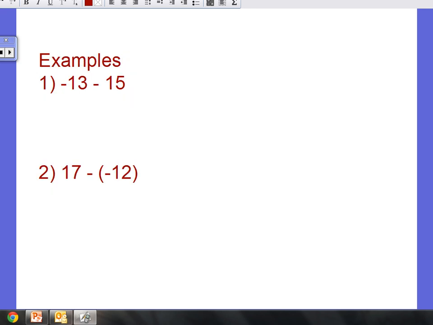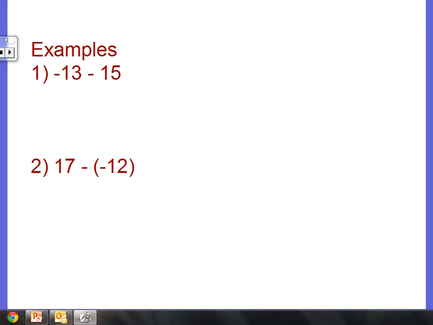Let's look at some examples. We have negative 13 minus 15. First thing I want to do is change the subtraction to addition. After I've done that, I look at the sign of the number that comes after the subtraction sign, which is positive 15. I want to change that to a negative.